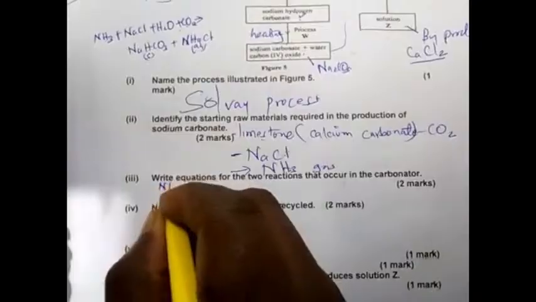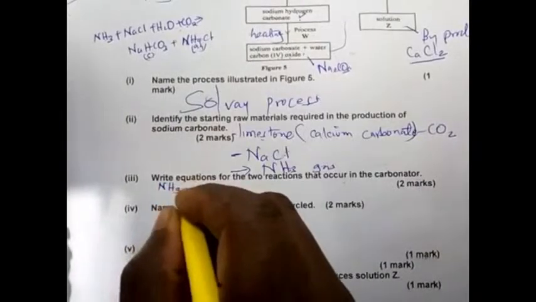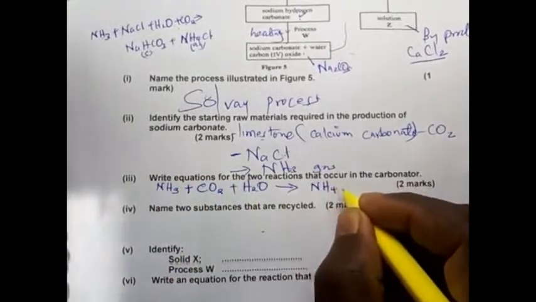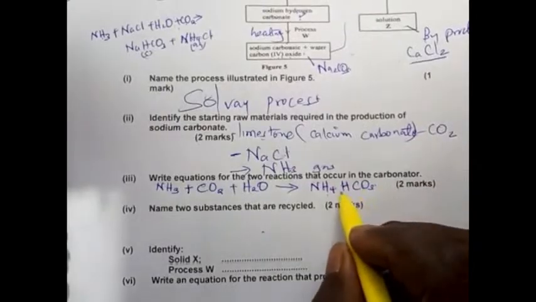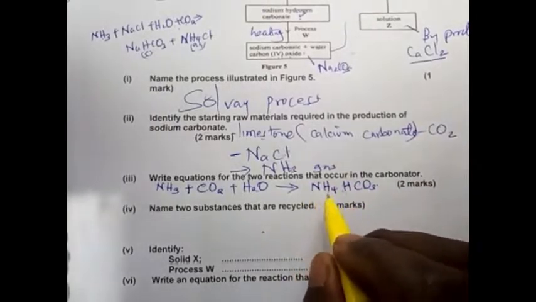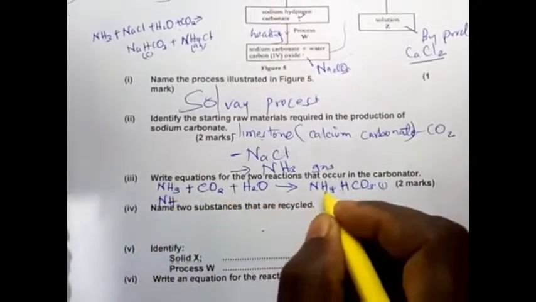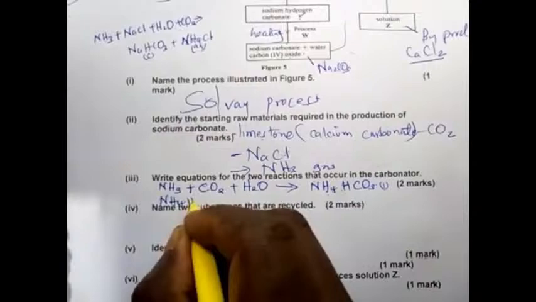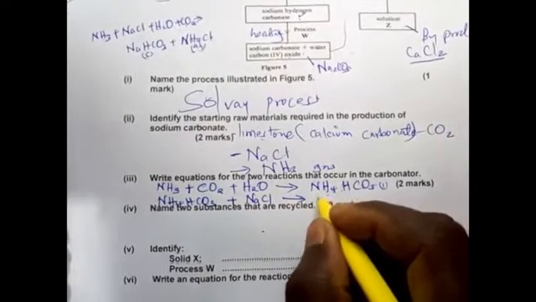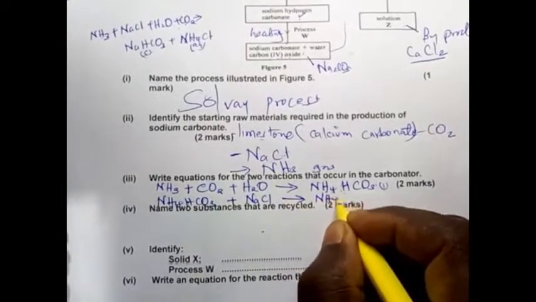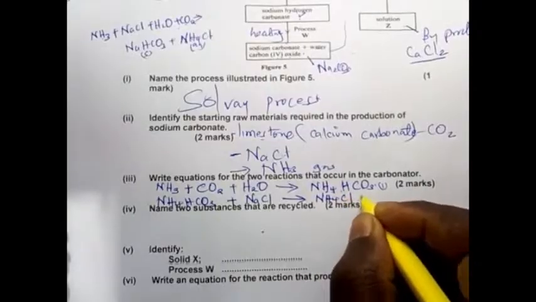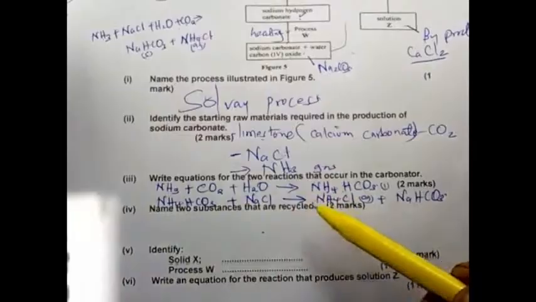The equations for the two reactions that occur in the carbonator. The first reaction is that ammonia reacts with carbon dioxide in the carbonator. The hydrogen carbonate formed reacts with sodium chloride to form sodium hydrogen carbonate and ammonium chloride. This ammonium hydrogen carbonate combines with sodium chloride to form ammonium chloride, which is aqueous. If the question asks for two separate equations, you write them like that.